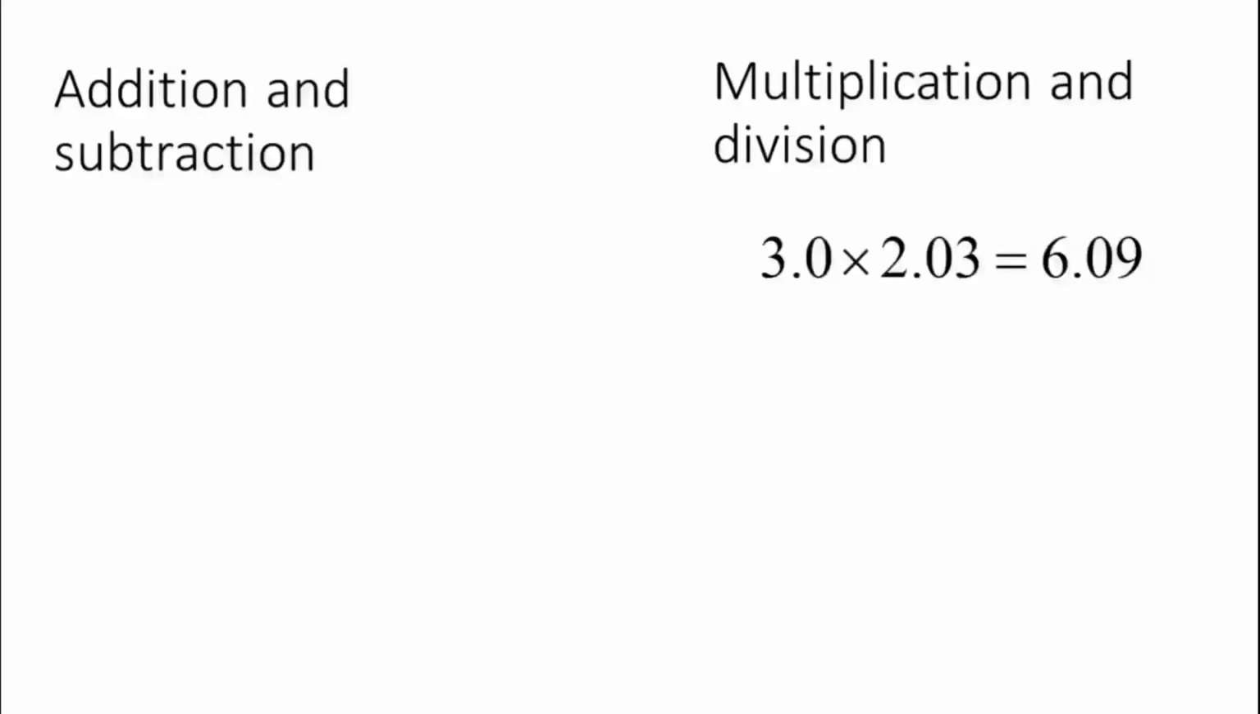Let's say you have 3.0, which has 2 significant figures, times 2.03, which has 3 significant figures. You will get 6.09. The lowest number of significant figures in the terms is 2. Thus, the product of the multiplication must also have 2 significant figures. The result is rounded off to 6.1.